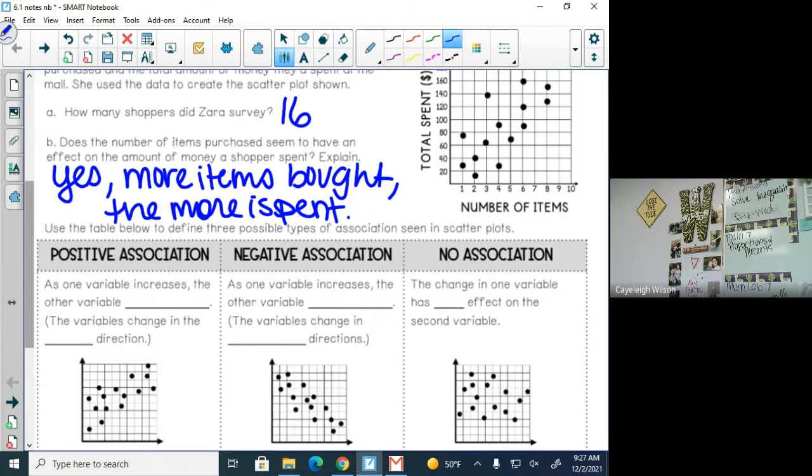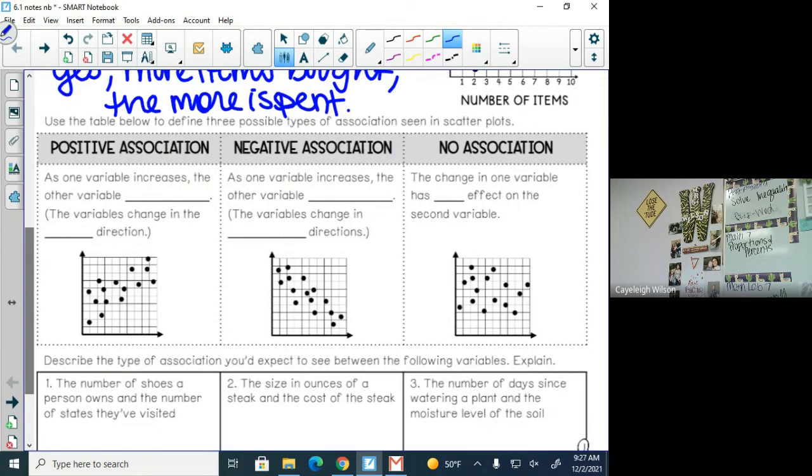When you read it from left to right, that graph is going up, just like when we talked about slope. When I looked at a line from left to right with slope, if it was going up, it had a positive slope. So if the points are going up from left to right, it's got a positive association. That means as one variable increases, the other variable also increases, which is what we saw above. As the number of items increases, so does the price.